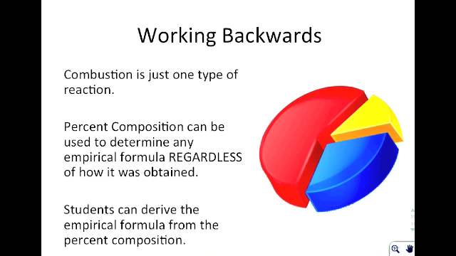Combustion is just one type of reaction. You can find percent composition regardless of how it's obtained. If you were given percent composition for Na and Cl, you should be able to figure out what the formula is between them. It doesn't matter whether it's combustion or not combustion.